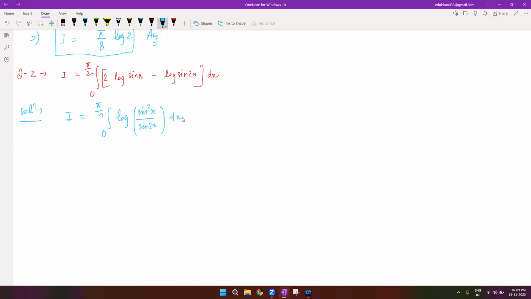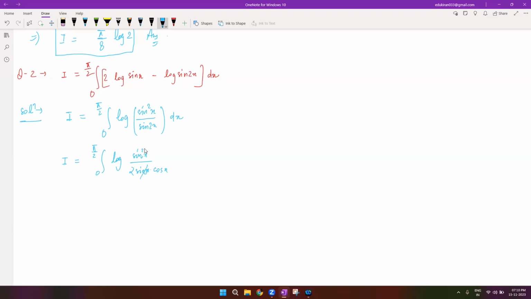Now we can open sin 2x. What is the formula for sin 2x? Anyone? 2 sin x cos x. So I can further, oh sorry, my bad, I have written the limit pi by 4. It's not pi by 4, it's pi by 2. So it is 0 to pi by 2. This will be log of sin square x divided by 2 sin x cos x.